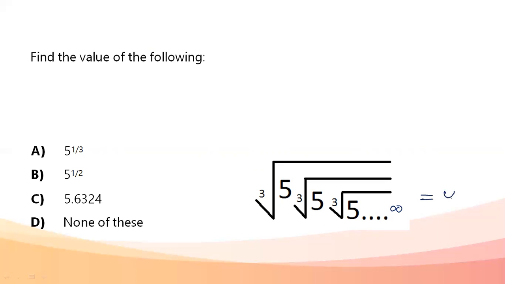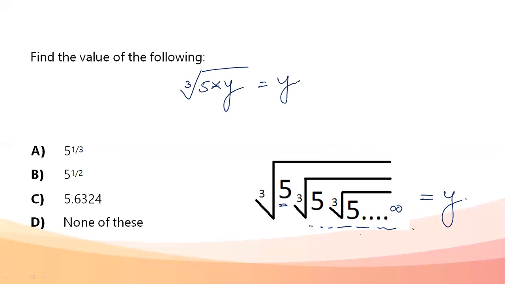Let this whole expression be equal to y. Since it's an infinite series, the series inside the cube root can also be replaced with y. If I just leave this first cube root of 5, the rest is again an infinite series. So out of infinite numbers, if I take one 5 out, it is not going to make much difference. It is still going to be an infinite series. So my expression becomes cube root of 5 into y, because all this is multiplication. It is equal to y.